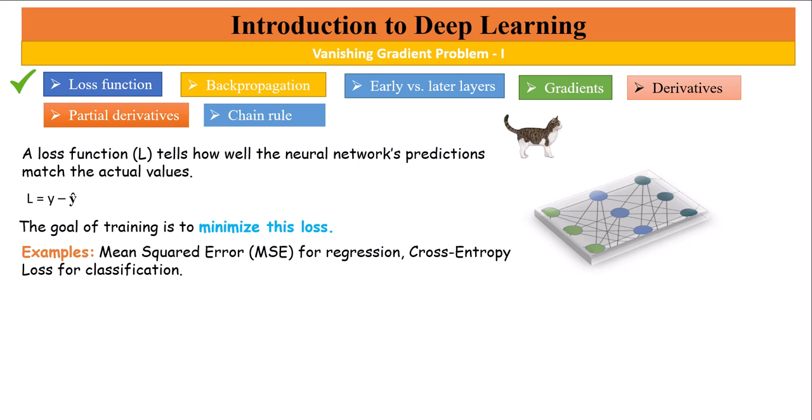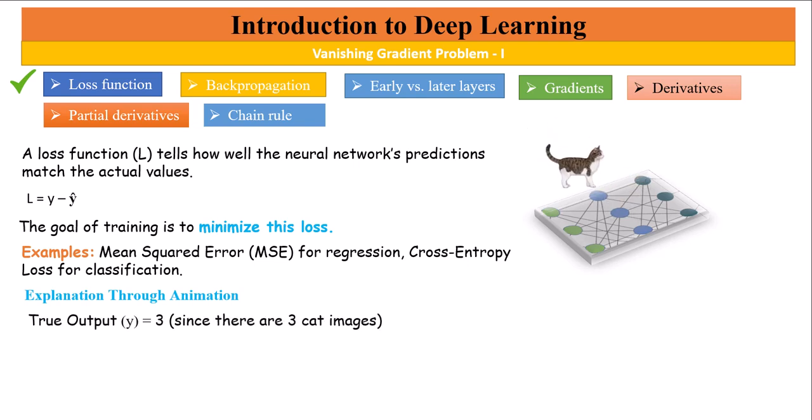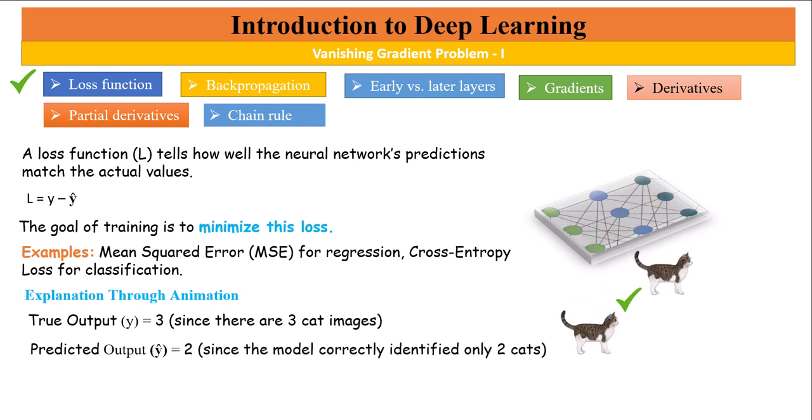Please watch this animation, which serves as a simple example to illustrate the concept of a loss function. In this scenario, the neural network is given 3 images of cats. It correctly identifies 2 but misclassifies 1. The loss function quantifies this error. Ideally, the true output should be 3, matching the number of input images, but the model's prediction is only 2. This discrepancy represents the loss.